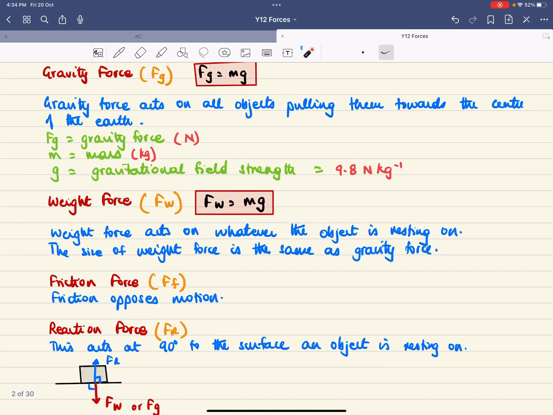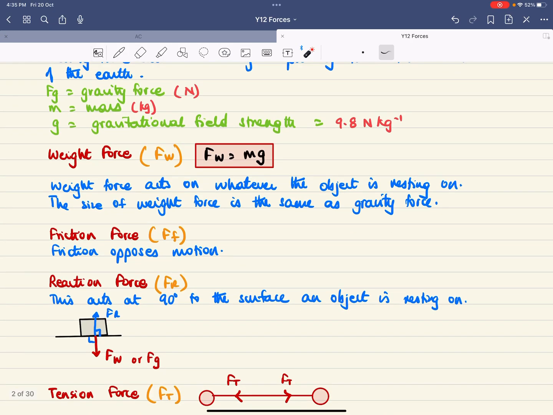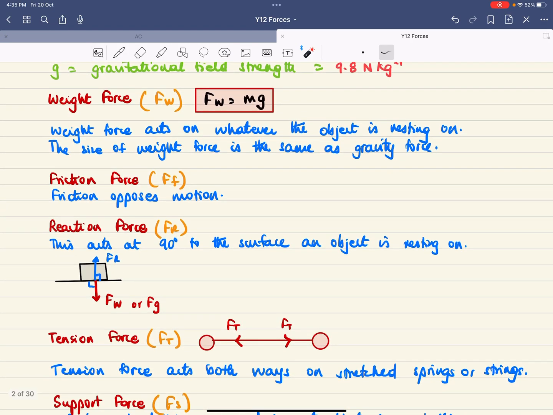You also have weight force. Weight force acts on whatever the object is resting on. The size of the weight force is the same as gravity force because they're both equal to mg. Friction is a force that opposes motion.